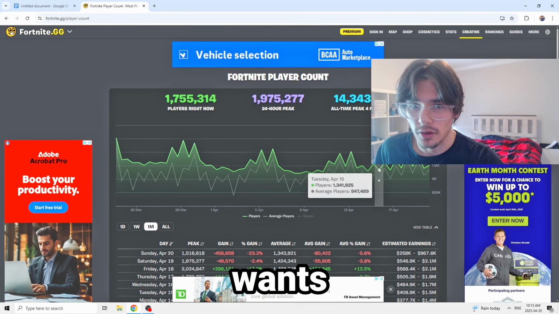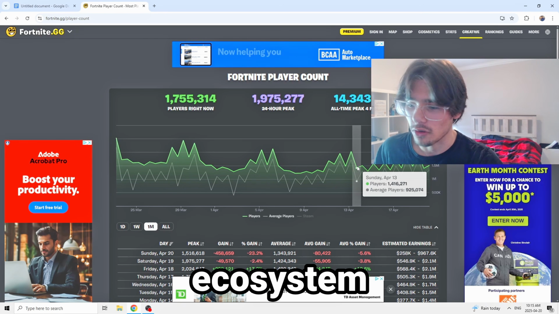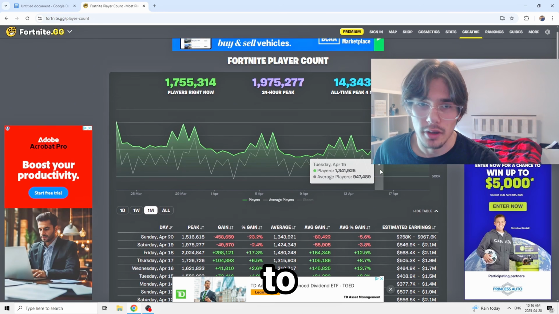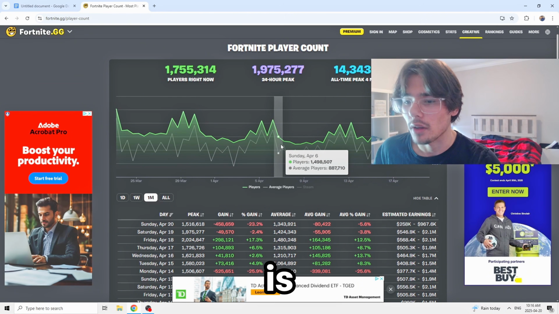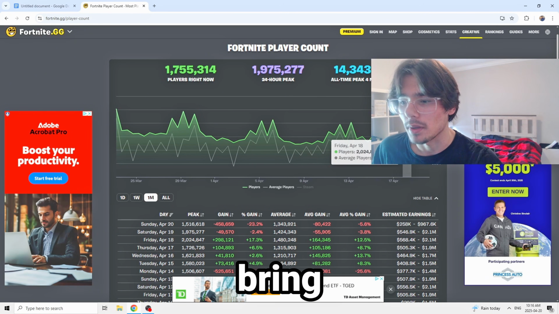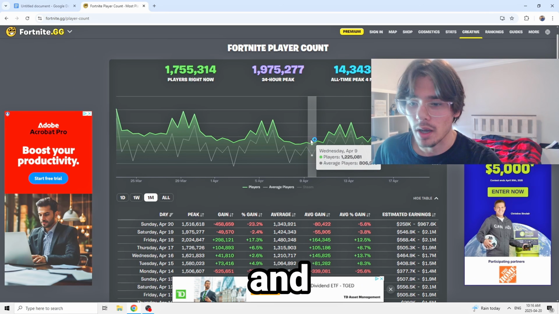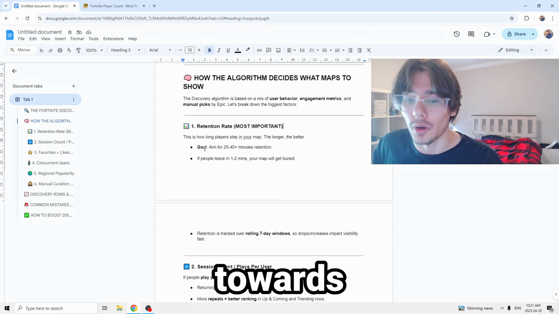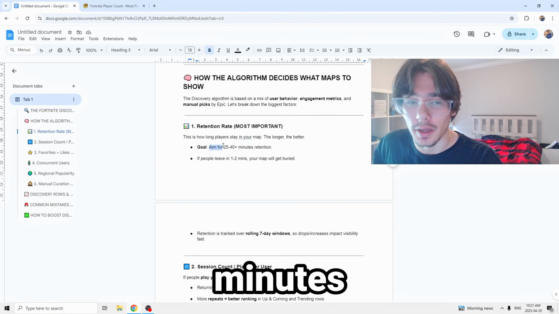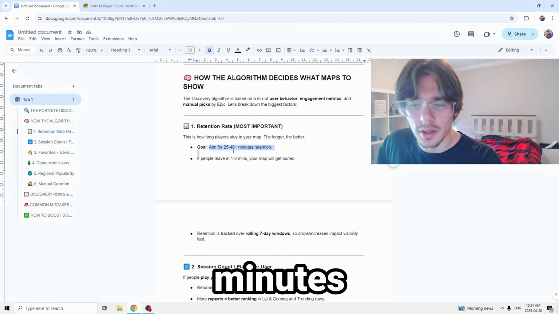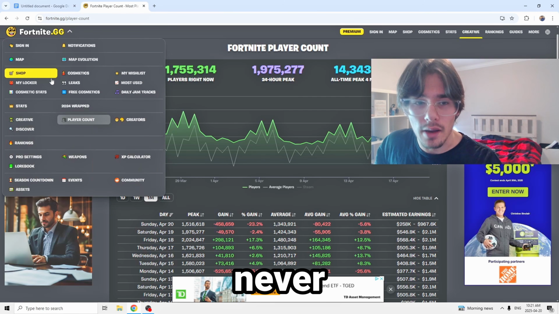And the reason why Fortnite wants this is because they want to bring in more people to their ecosystem. If more people are spending their time on Fortnite, they're obviously going to spend more money because they're more attracted to the game. So the whole ideology on why Fortnite's giving us so much money, right? 40% of their income, $250 million, is because they want you to bring people into the Fortnite ecosystem with your maps and have those players spend money. So a good retention rate you guys should aim for with your maps is 25 to 40 minutes and above, which means every time someone plays your map, they're spending 25 to 45 minutes inside of your map. And if people leave within 1 to 2 minutes, your map is seriously going to get buried and never ever do good again.